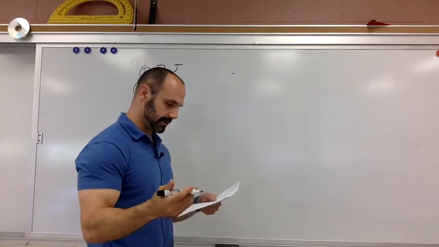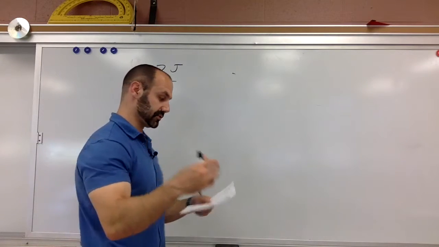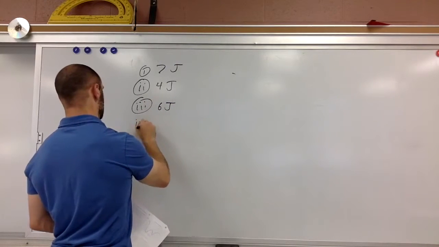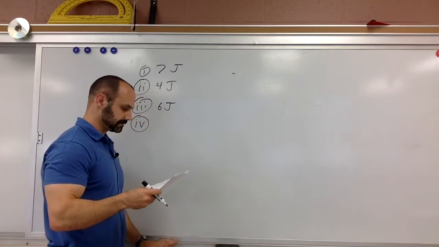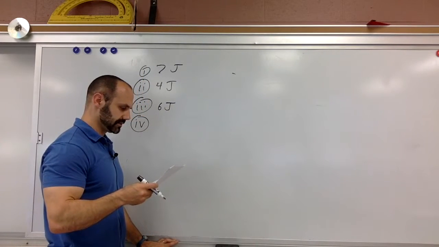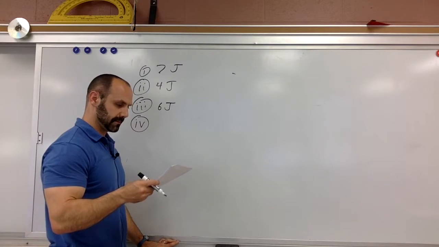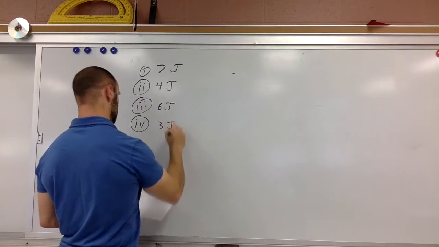All right, and then at 9 meters, you look at where 9 is, it's got 1 joule of potential energy. That means it's got to have 6 joules of kinetic energy. And then at 12 meters, it's got 4 joules of potential energy, which means it's got 3 joules of kinetic energy.